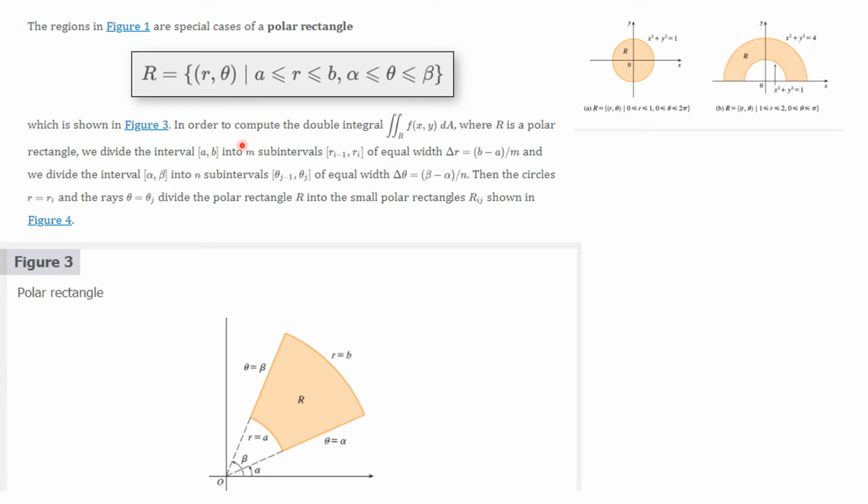Okay, so in order to compute the double integral, where R is a polar rectangle, we divide [a, b], and that's the range that r ranges over, into subintervals. And you also divide [alpha, beta] into subintervals of equal length. And so then we end up with circles that have r equal r_i and rays theta equal theta_j, which divide the polar rectangle into smaller polar rectangles. So this is a general such rectangle. You see I'm going from alpha to beta and from a to b, but now I'm dividing this into these kind of polar rectangles.